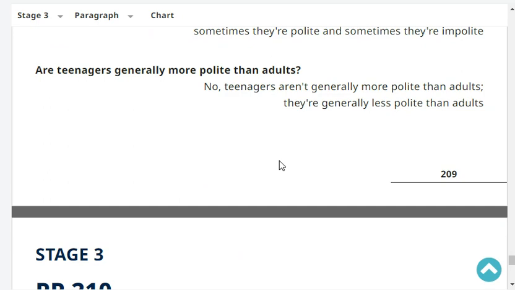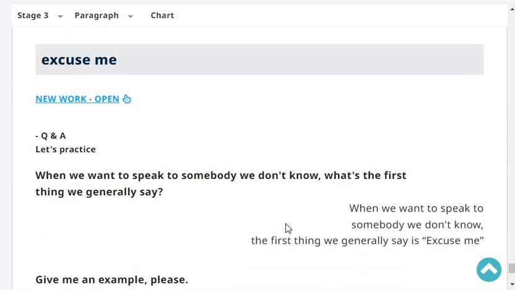Are teenagers generally more polite than adults? No. Teenagers aren't generally more polite than adults. They are generally less polite than adults. Very good.